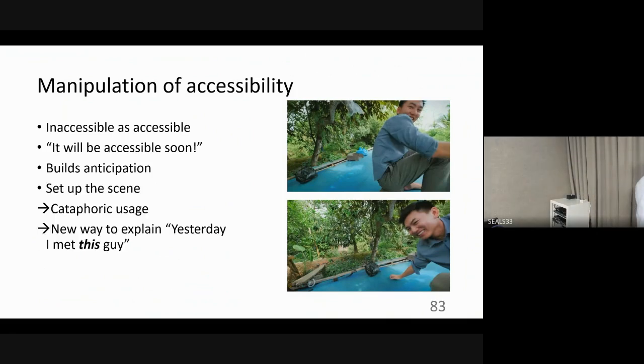I'll say that it's similar to what we have in English with the cataphoric usage. Like, yesterday, I met this guy. We don't know who this guy is, but he is being referred to with the proximal.